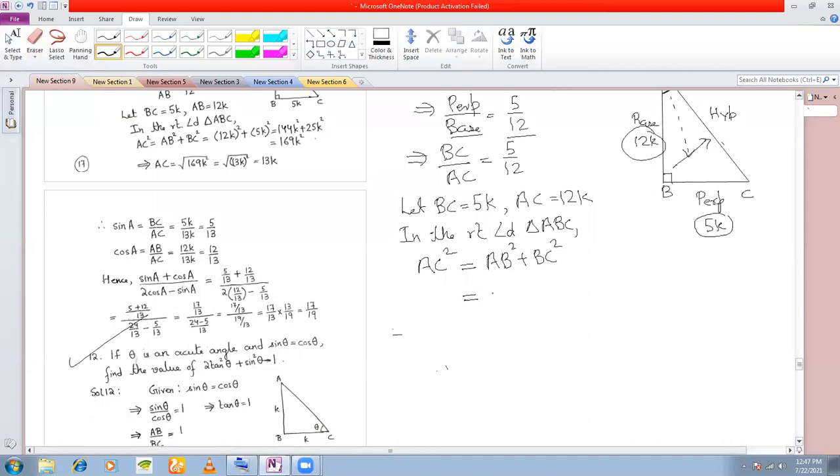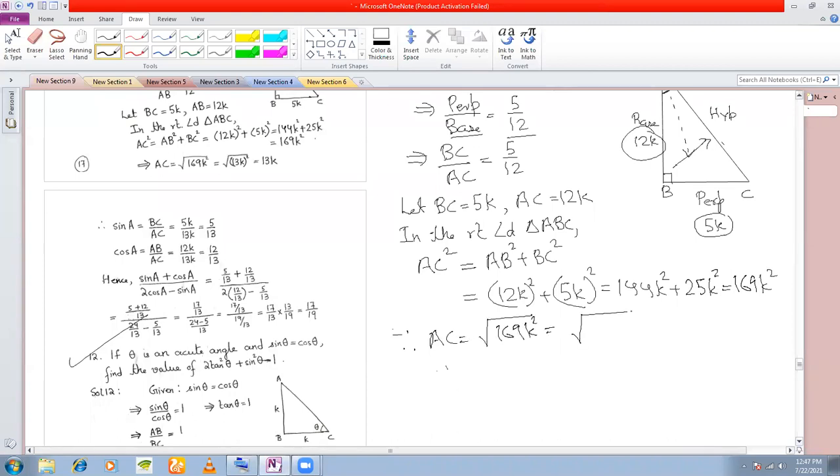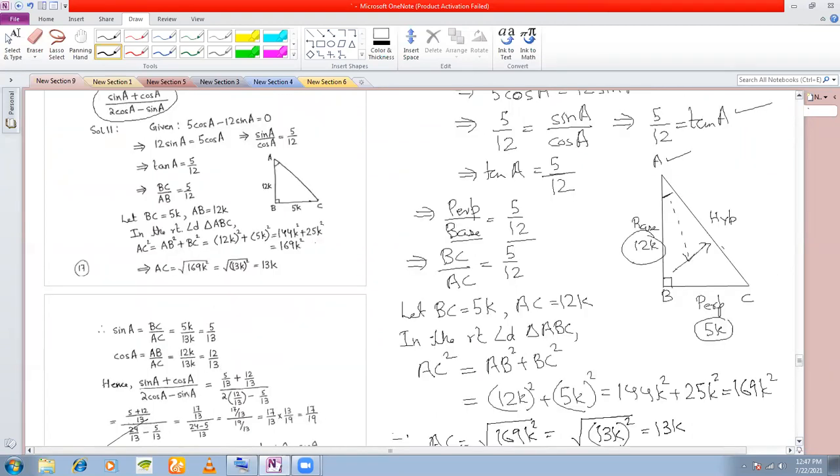That means AC square is AB square, 12K whole square, plus BC square, 5K whole square, which is 144K square plus 25K square, which is equal to 169K square. So therefore AC is square root of 169K square, which is equal to square root of 13K whole square, which is equal to 13K. Okay, so that means this is 12K, this is 5K, this is 13K.